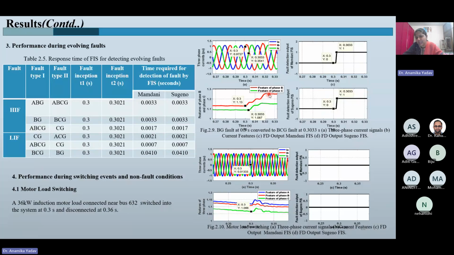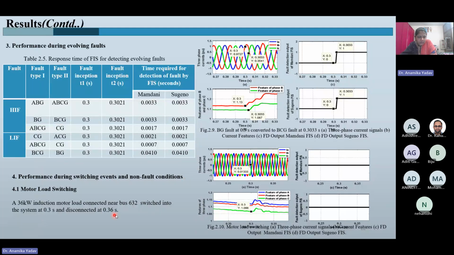phase conductors. So evolving faults occur, and we need to detect the presence of those types of faults after a certain inception time. So there will be two inception times. Initially it will be one type of fault, and then it will be converted into another type of fault. In this case also, the scheme correctly detects the presence of fault.